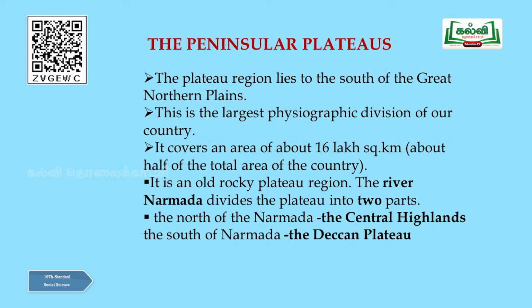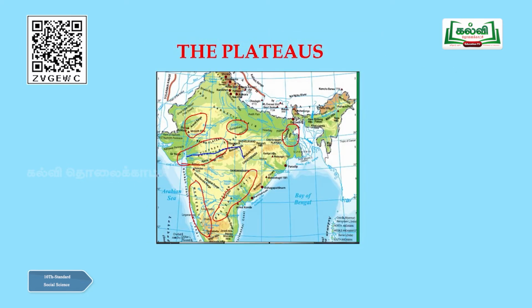The north of the Narmada river comprises the Central Plateau, whereas the south of the Narmada river comprises the Deccan Plateau region. Here, look into this map. You can see the yellow color shading. That yellow color shading represents the plateau regions of India. This is a physical map of India. Here we are going to see the boundaries of the plateaus: Aravalli range in the northwestern part, Bundelkhand range in the northern part, Rajmahal Hills in the northeastern side, Eastern Ghats in the east side, and Western Ghats in the western side. These are the boundaries of this plateau region.